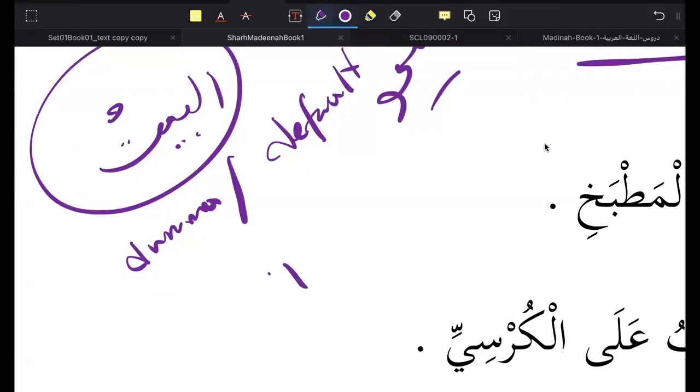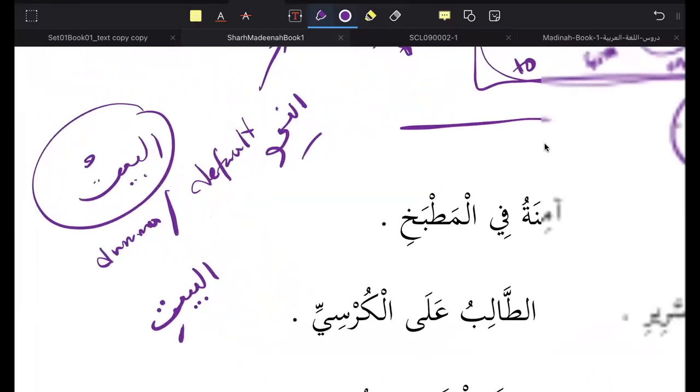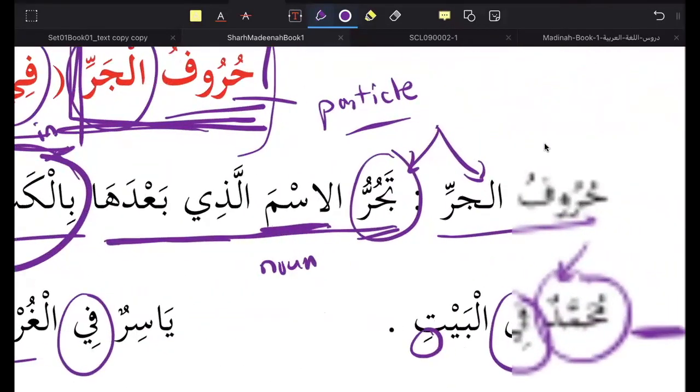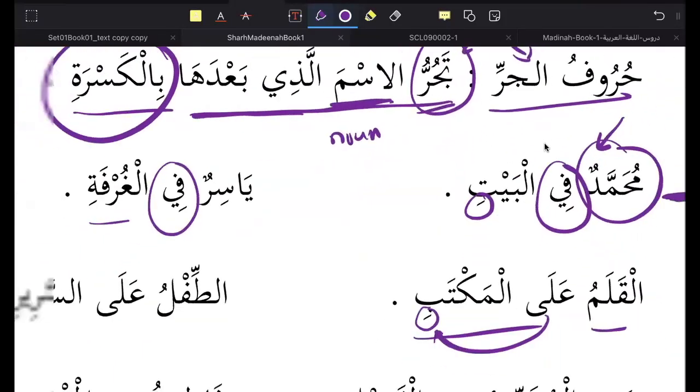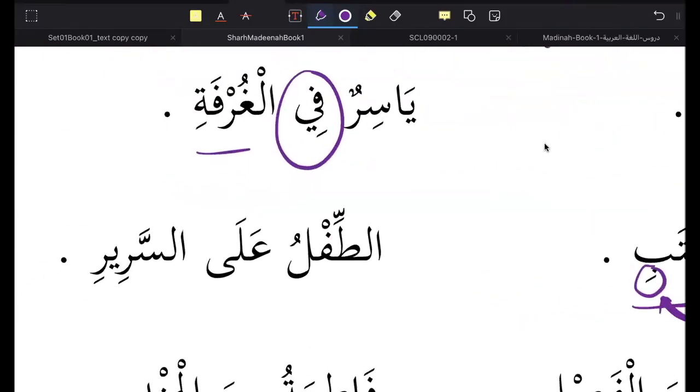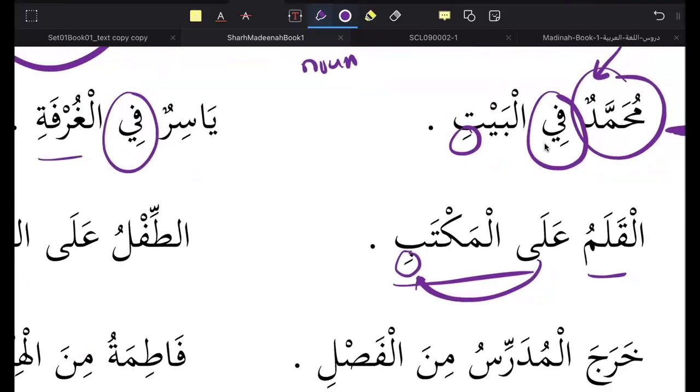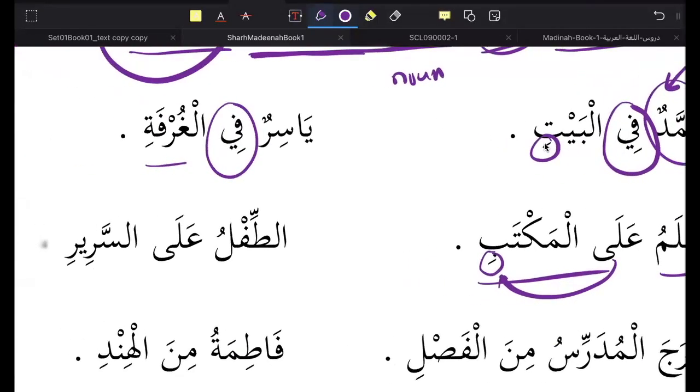Then al-baiti would be what? Al-baiti would be a kasra state. Majurur. So think about jar, anything we talk about jar means the kasra state. We will discuss them in much more detail later. Now, the pen, al-qalamu ala al-maktabi, which is: the pen is on the table.